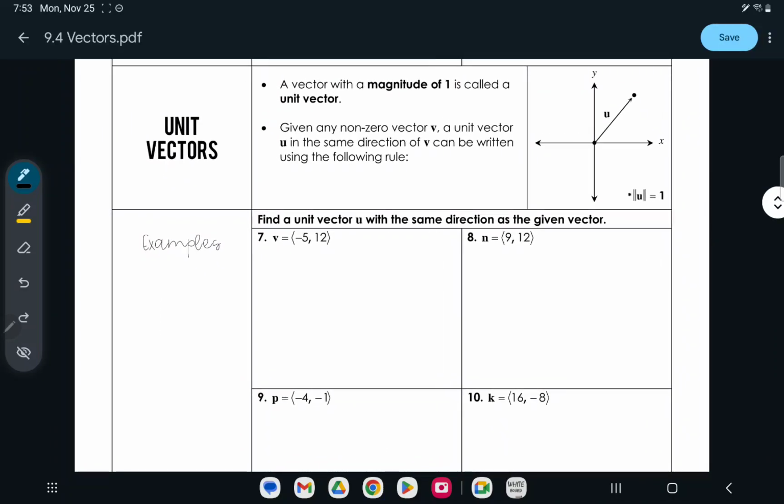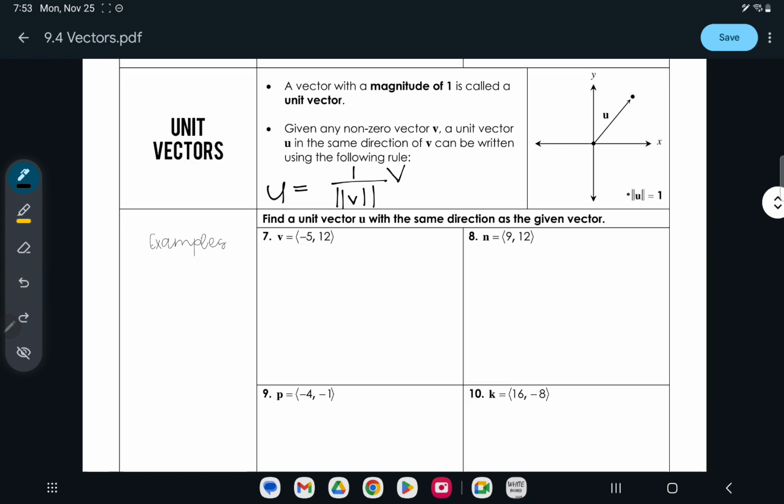All right, unit vectors. A vector with a magnitude of 1 is called a unit vector. Given any non-zero vector v, a unit vector u in the same direction as v can be written like this: u equals 1 over the magnitude of v times v.